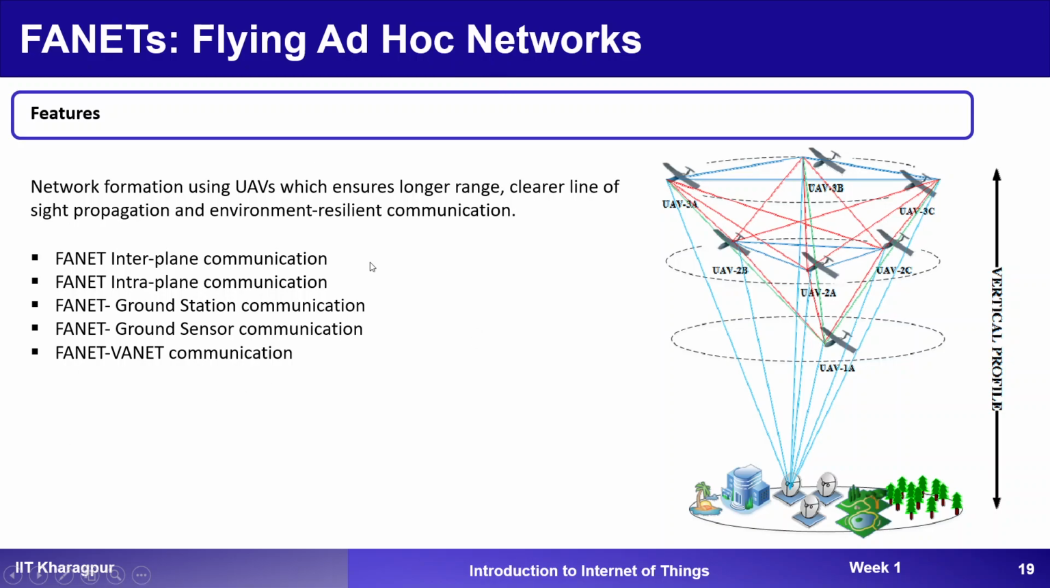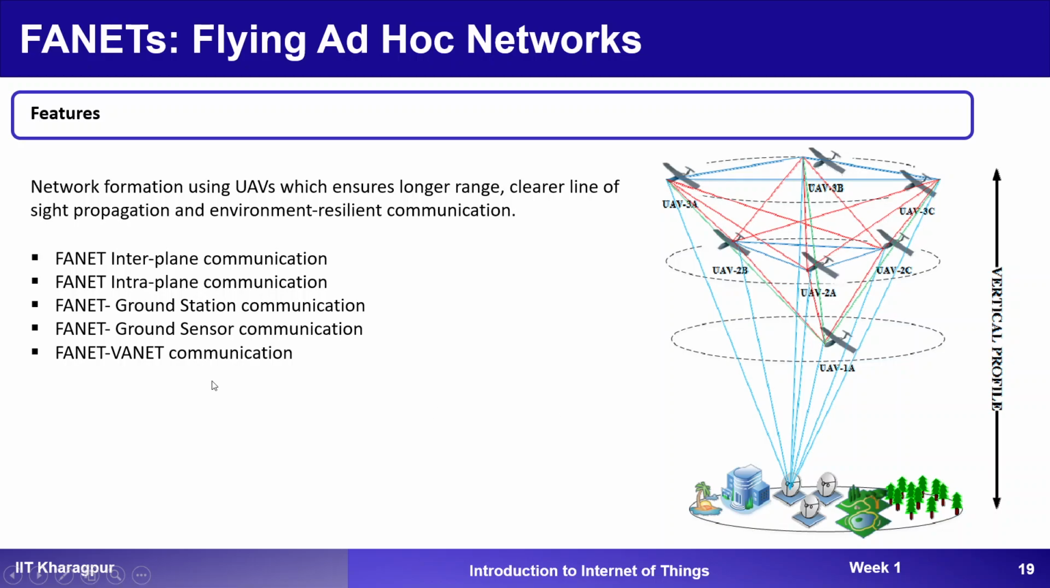So various types of communication can take place in your flying ad hoc network. It can be interplane communication, that is the communication between the UAV devices that are present in the same layer. It can be intraplane communication, that is the communication between the UAVs which are present in different layers. Third one can be ground station communication, so the communication of these devices with the ground station, and fourth one will be ground sensor communication. So the communication of these UAV devices with the sensors which are deployed on the ground.